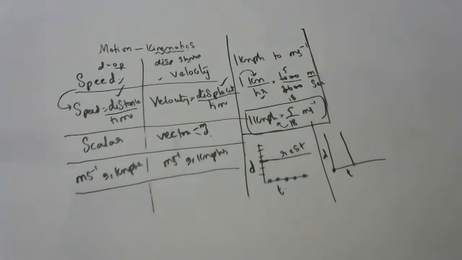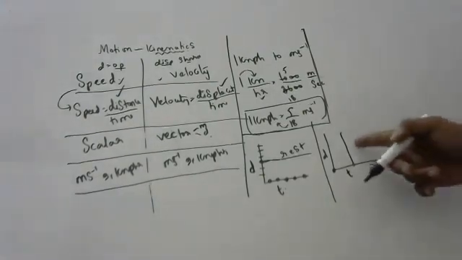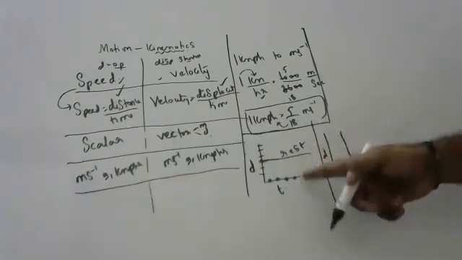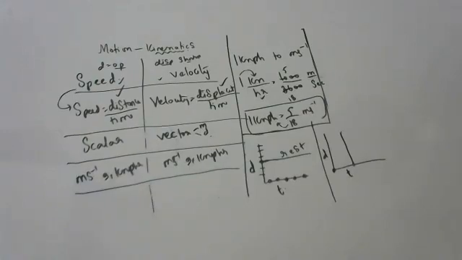Sir, rest. No. Anyone? This graph indicates what? Distance, time. I'm drawing parallel to the y-axis. Parallel to the x-axis is rest. Parallel to the y-axis, anyone? At least one student? Motion?